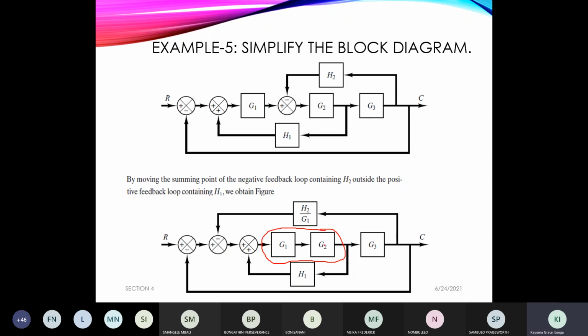It's going to be G1 times G2. Then after, to solve this one, we're going to have now a feedback on this tree. So when we have the feedback, we might also be able to eliminate these summing points. So that's going to allow us to have these two also in series with the feedback transfer function, and that's going to allow us also to find this one.